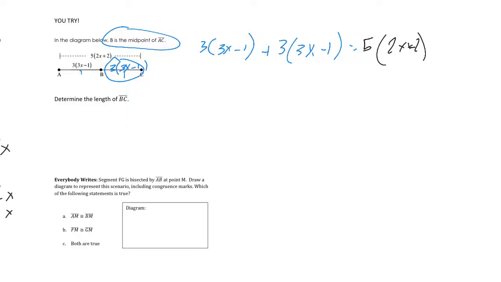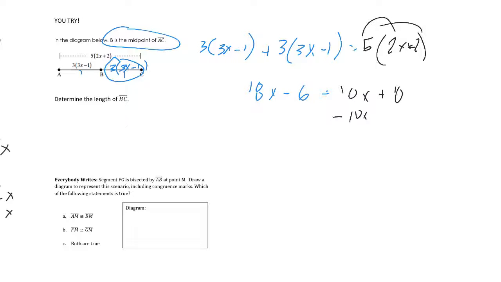I'm going to solve it really quick. 3 times 3x minus 1 is 9x minus 3. 9x minus 3 plus 9x minus 3, because it happens twice, is 18x minus 6 equals 10x plus 10. Because remember, you got to distribute here. All right. Solve for x.